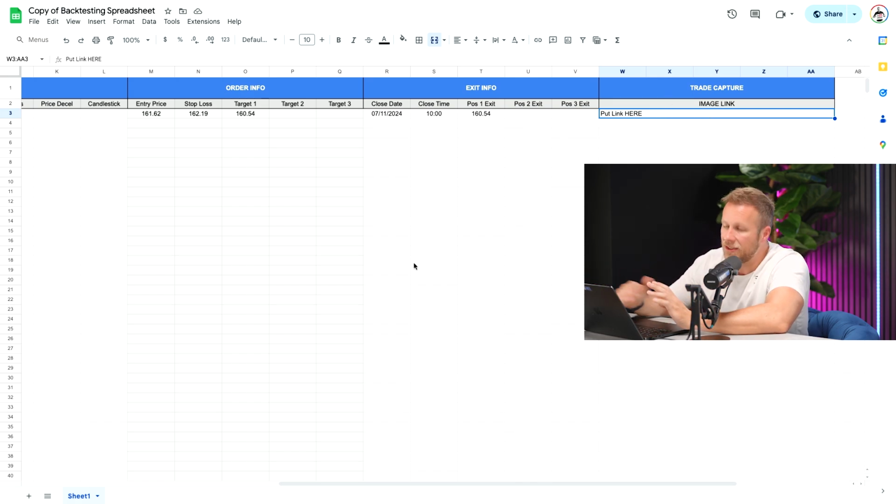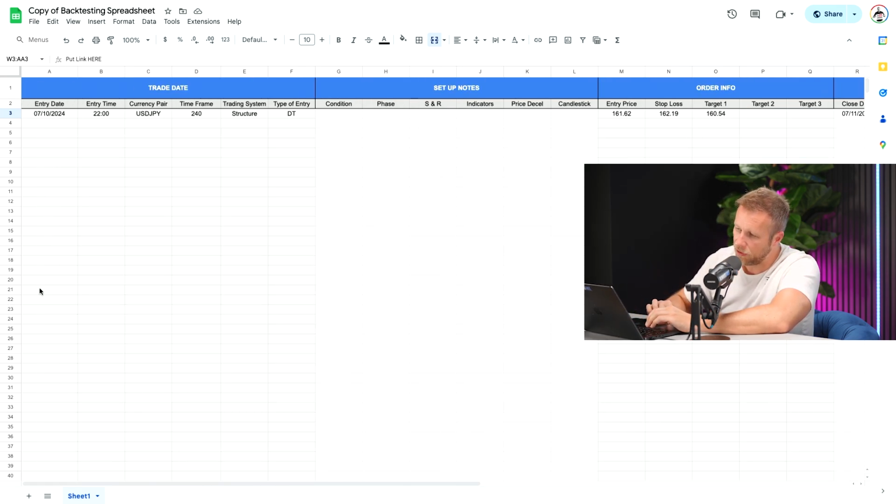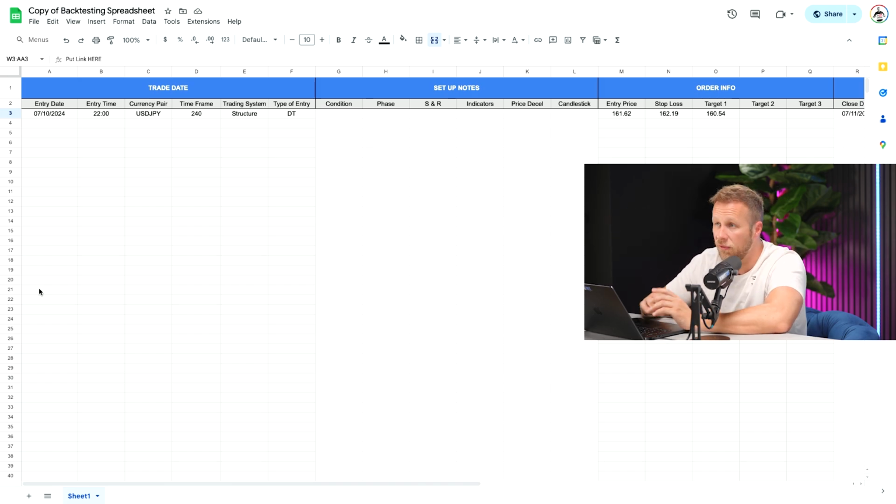So that's how to backtest. It's monotonous, but what you're getting from this is solid data. You keep going over and over again until you've got 100 trades or 5 years, whatever comes first, and then you've got solid numbers that don't lie.